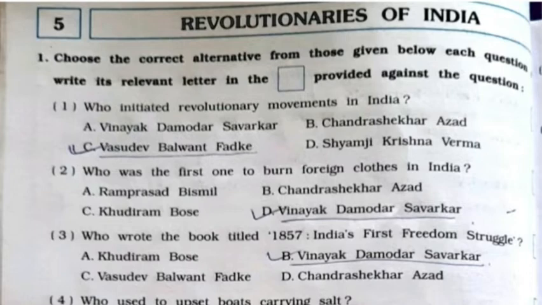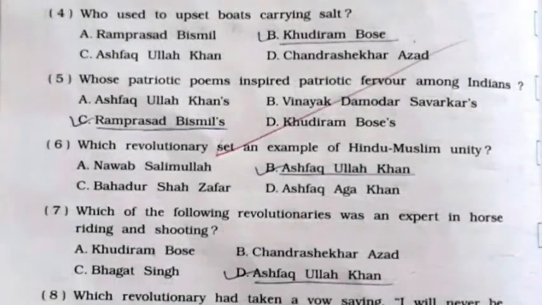Third one, who wrote the book titled 1857 India's First Freedom Struggle? It's option number B, Vinayak Damodar Savarkar. Fourth one, who used to upset boats carrying salt? It's option number B, Khudiram Bose. Fifth one, whose patriotic poems inspired patriotic fervor among Indians? It's option number C, Ram Prasad Bismil's.